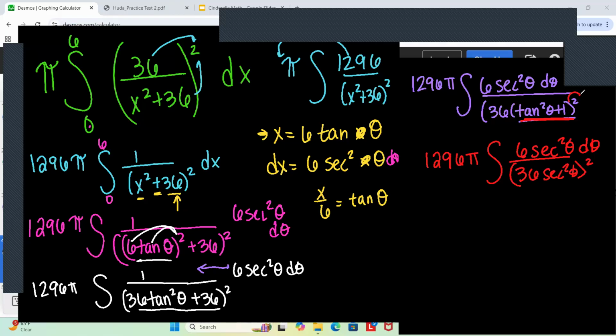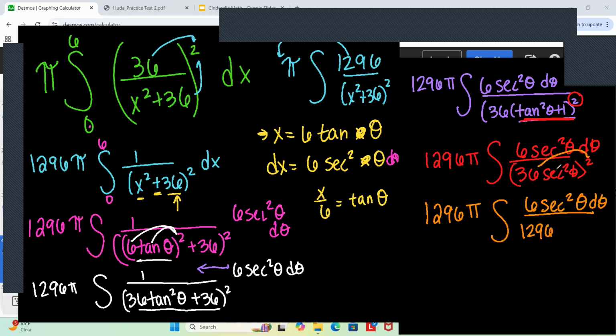Because this square still lives, okay? All right, well, we can square the 36. I'm running out of colors. So 1296 pi. The top is fine. 6 secant squared d theta. 36 squared is 1296. Secant squared squared is secant to the fourth.